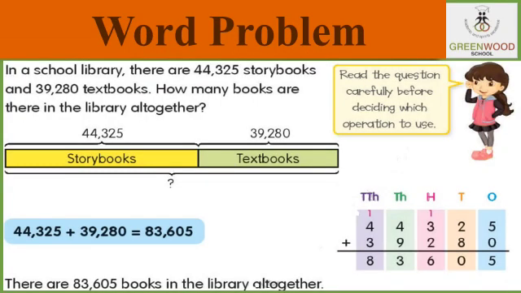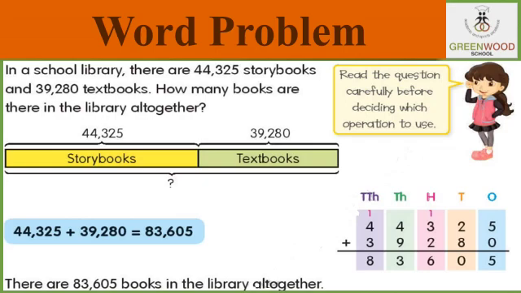word problem. First one, in a school library there are 44,325 storybooks and 39,280 textbooks. How many books are there in the library altogether? Altogether means we have to count the total. That means we have to do the addition.